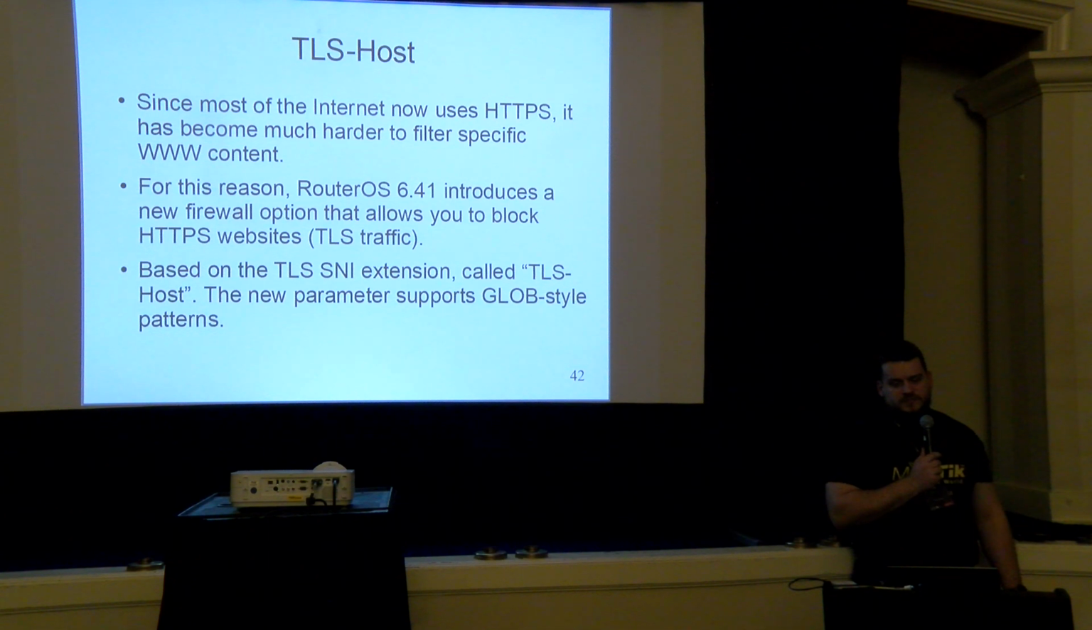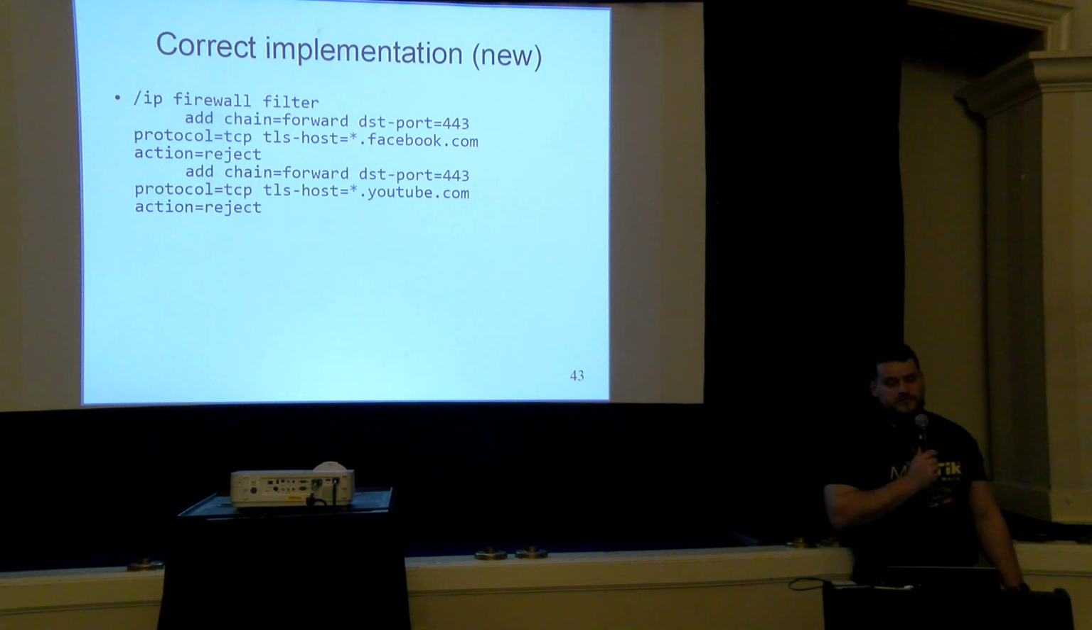which is basically for the most popular traffic on the internet right now, HTTPS. So basically, it allows you to block or to find the traffic for specific HTTPS web pages by looking at the TLS SNI extension. And this option uses a glob style pattern. How it looks is actually quite easy. So you now can create rules like these. And with these, you can actually reject the connection.